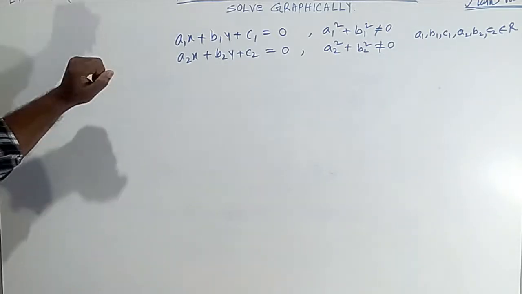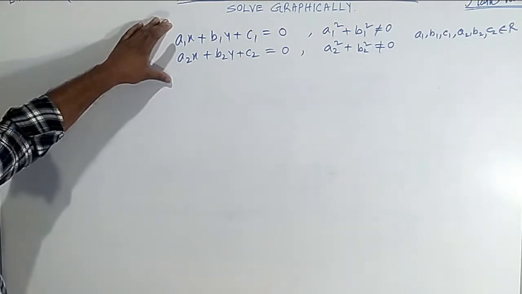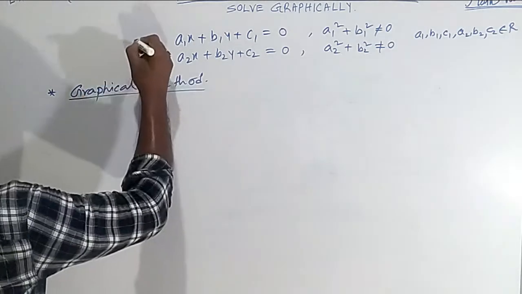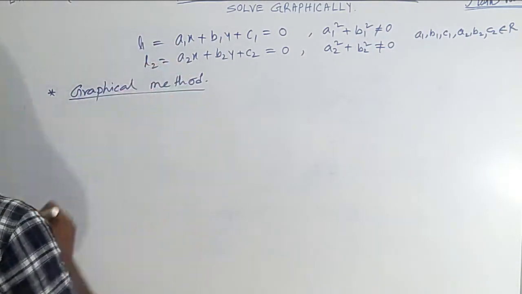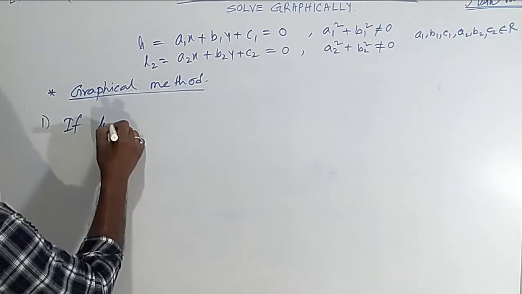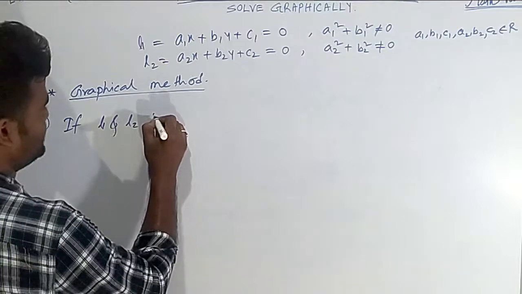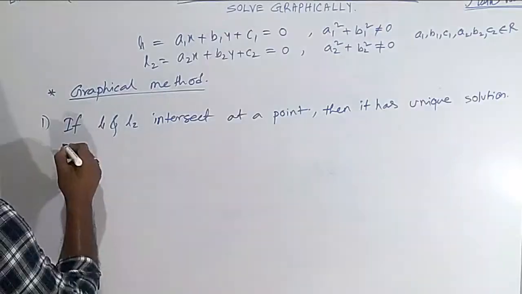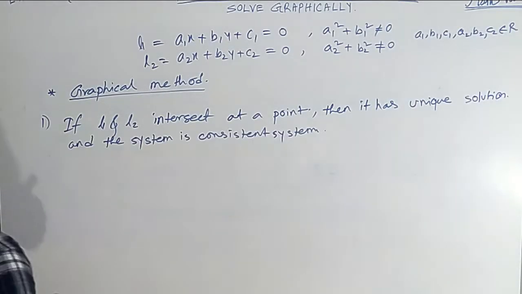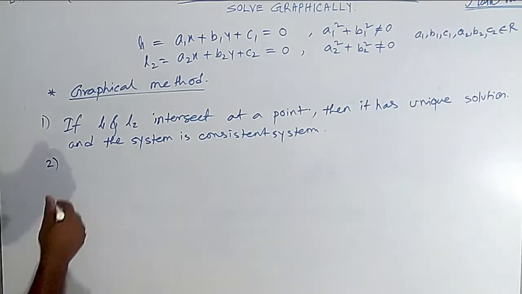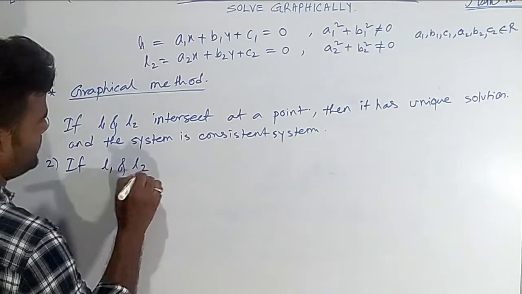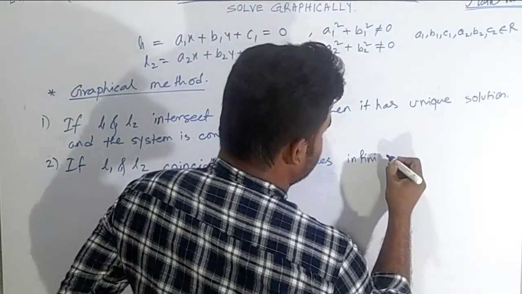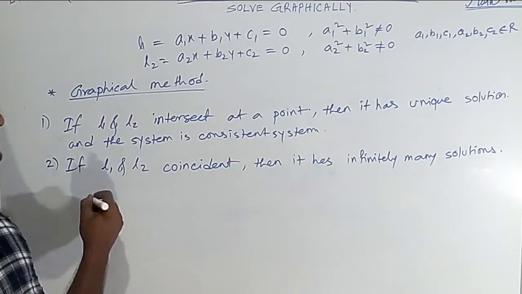So today we learn how we can solve this system of linear equations, or simultaneous linear equations, by graphical method. Now this is the first line and this is the second line, L1 and L2. If L1 and L2 intersect at a point, then it has a unique solution and the system is a consistent system. The second, from the graph we can say if L1 and L2 coincide, then it has infinitely many solutions and the system is again a consistent system.